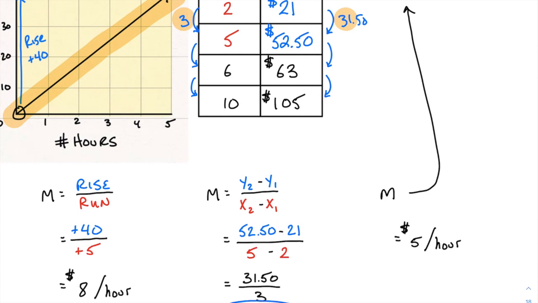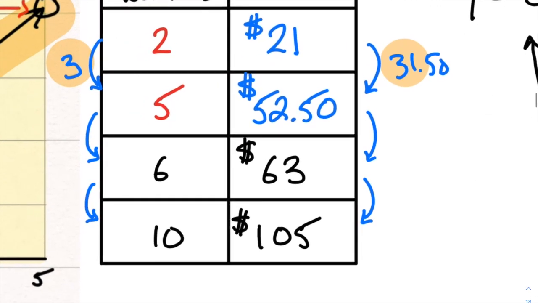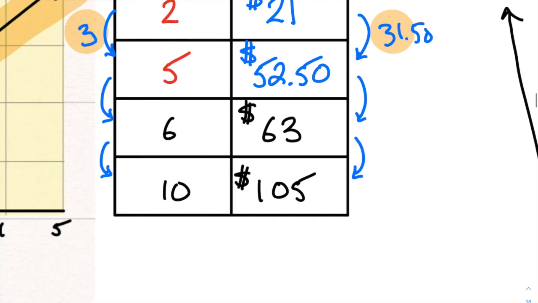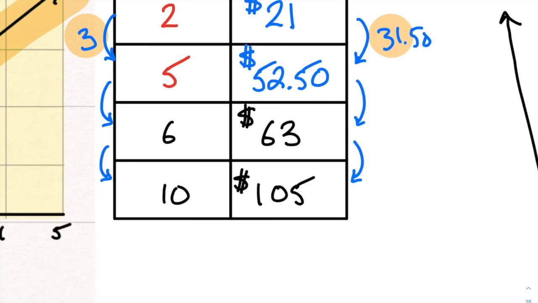Now, for what it's worth, doing just one set like I have with the red and the blue here isn't really sufficient. What I really need to do is double check all the rest as well. So 52.50 up to 63 is up by 10.5, and 5 up to 6 is 1. So 10.5 divided by 1 is 10.5. That agrees with what we had already, so we like that.